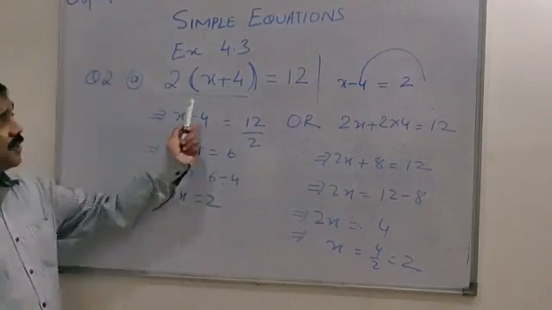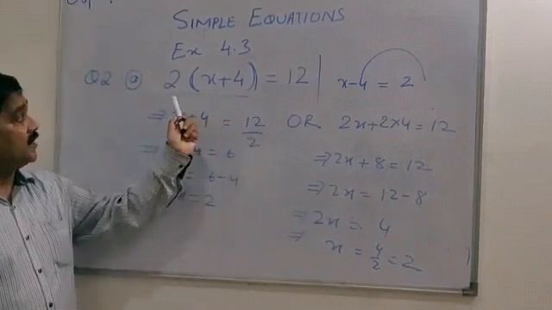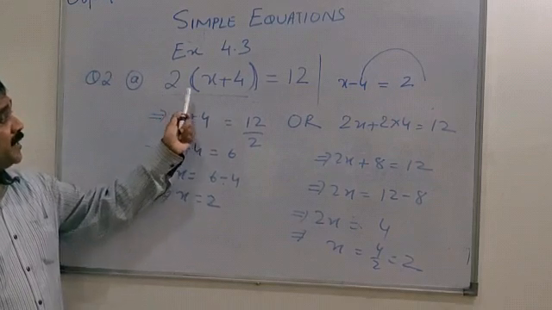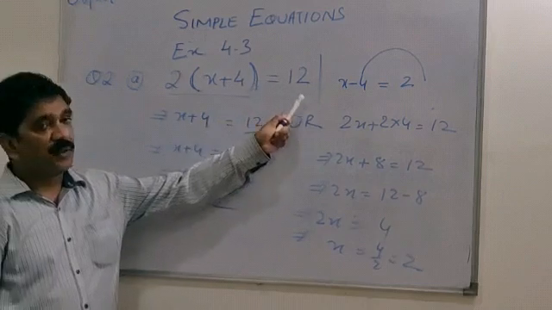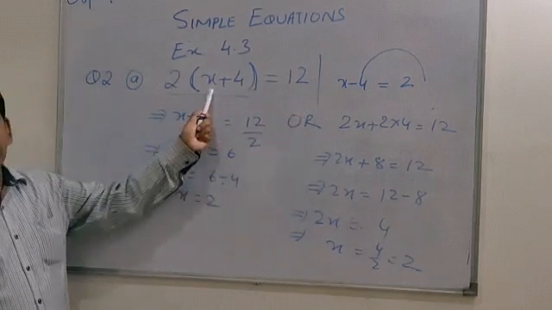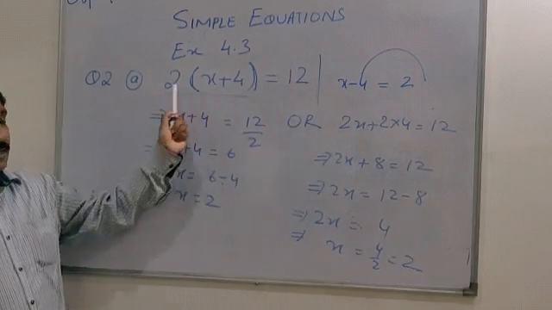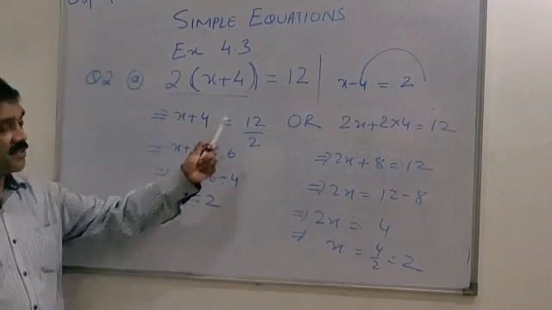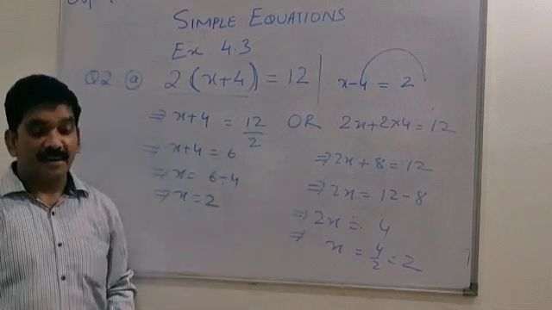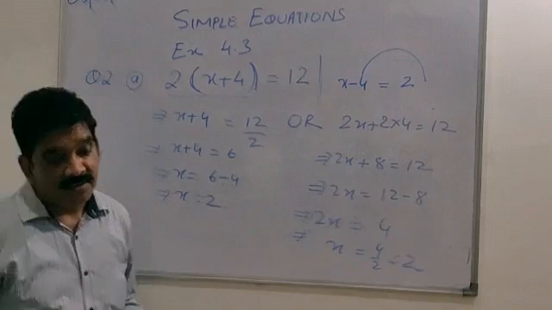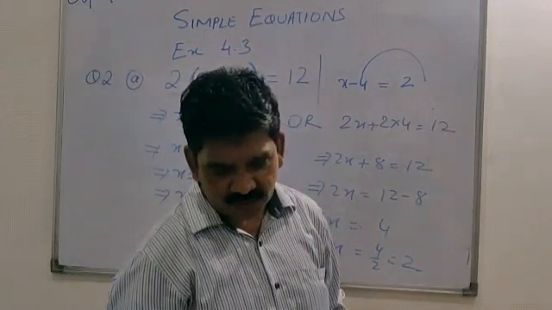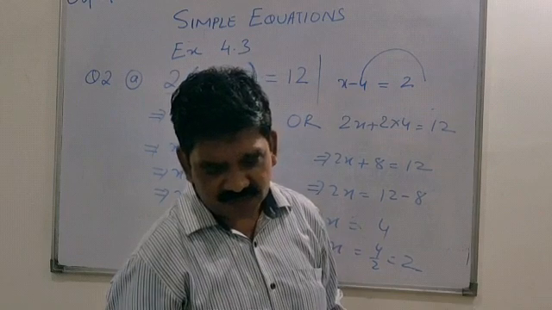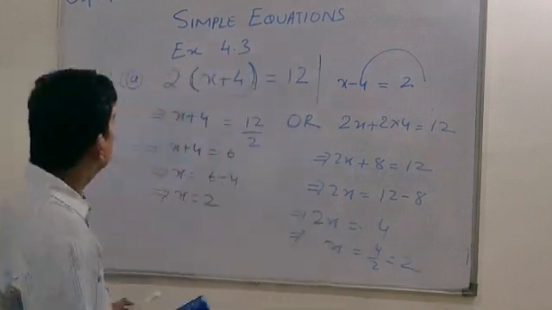So this was a very simple question: 2 into, bracket means into here, x plus 4 is equal to 12. We have to get the value of the variable, that is x here. Correct? So this is how I did this question. Clear? Now if I have to take a different question here, all the questions are of the same type, there is no change here.